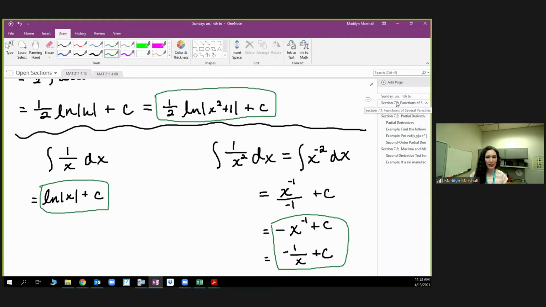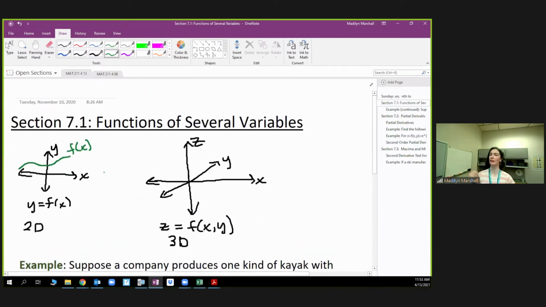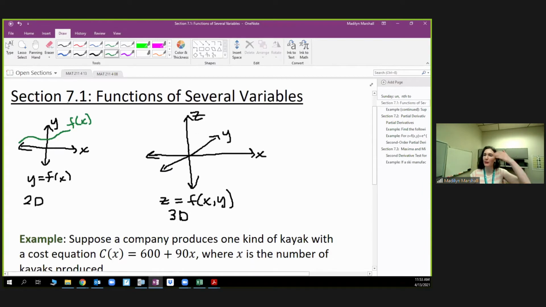So let's continue in chapter 7. We just barely started chapter 7 last Thursday. So I just brought the last page of what we did on Thursday to today's notes, just to refresh what we were talking about. In chapter 7, we're talking about functions in several variables, doing derivatives and optimization and those kinds of things that we've done in one variable in more than one variable.